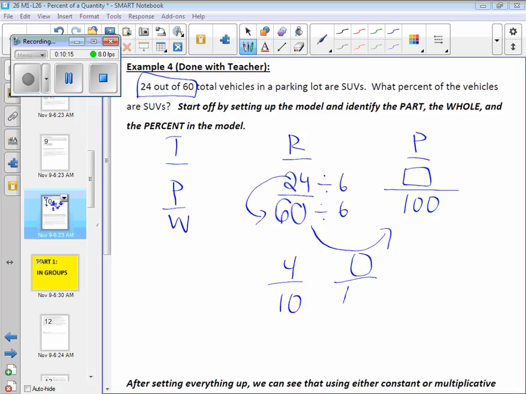Did anybody break it down to the value? Chris? 2 over 5. Either way, it's going to work. Watch. I'm going to leave it 4 to 10. Times what? Val? Times 10. No matter whether you broke this down to 4 to 10 or 2 to 5, you'll always get the same number in this box, which is 40%. And that's our answer.